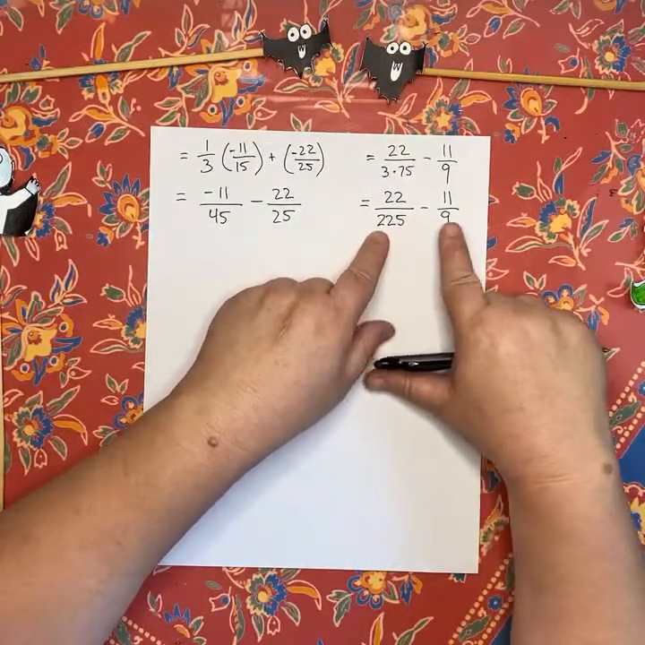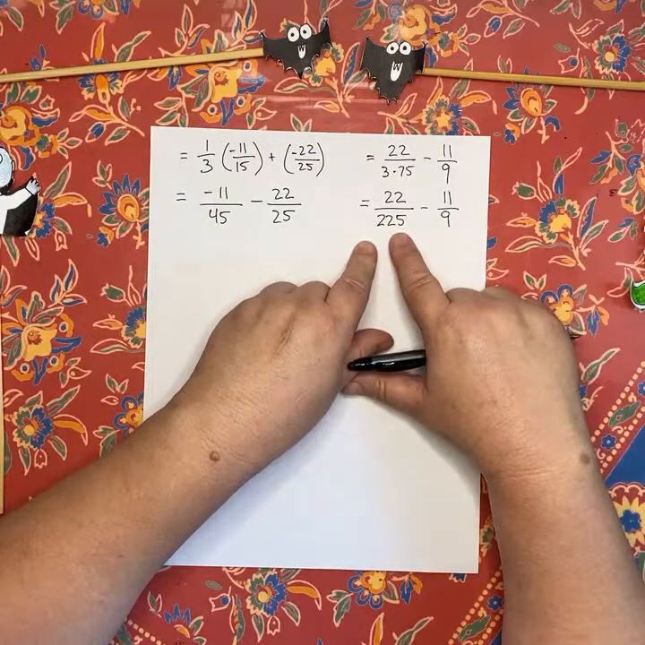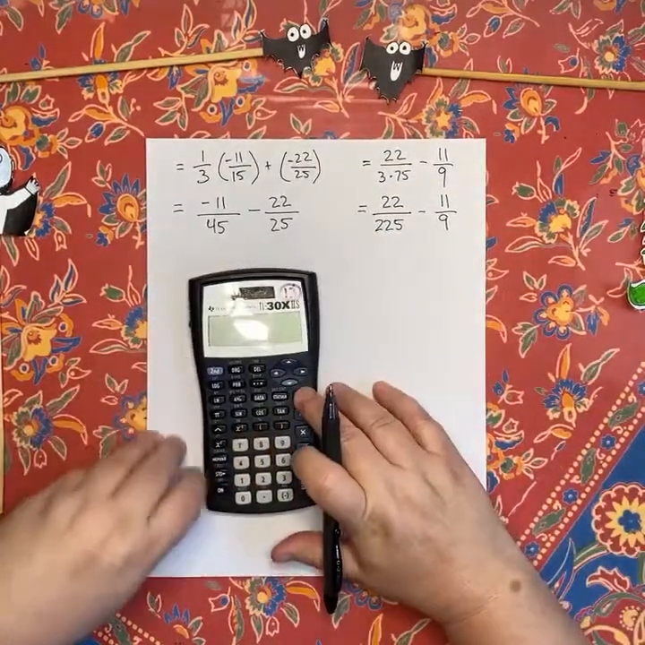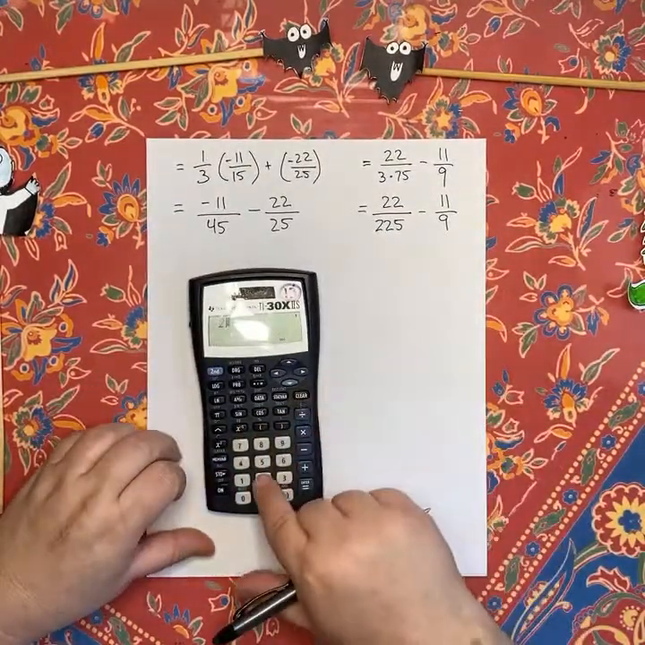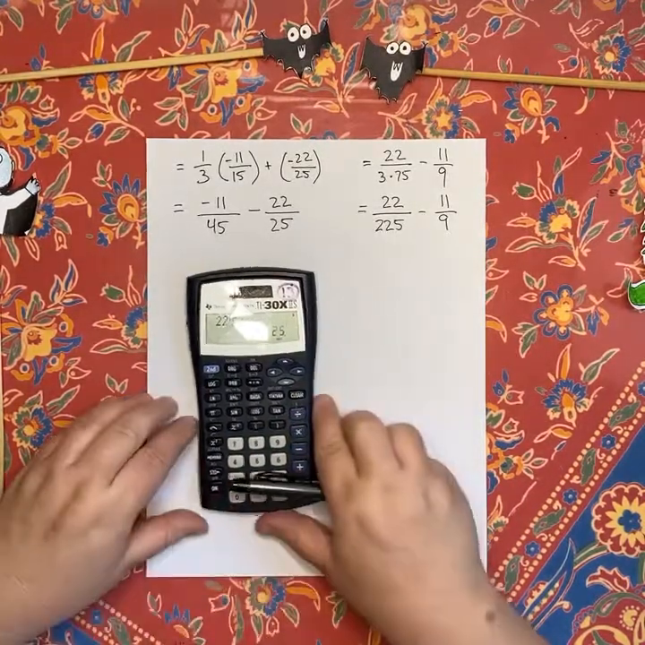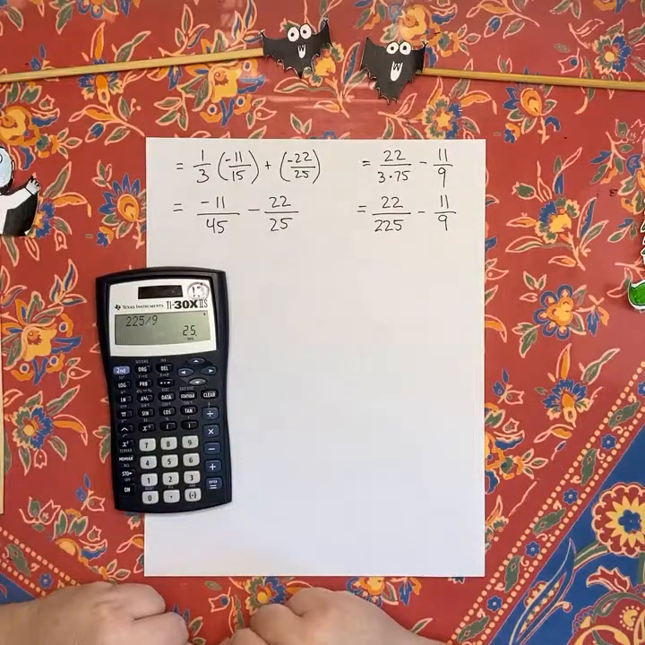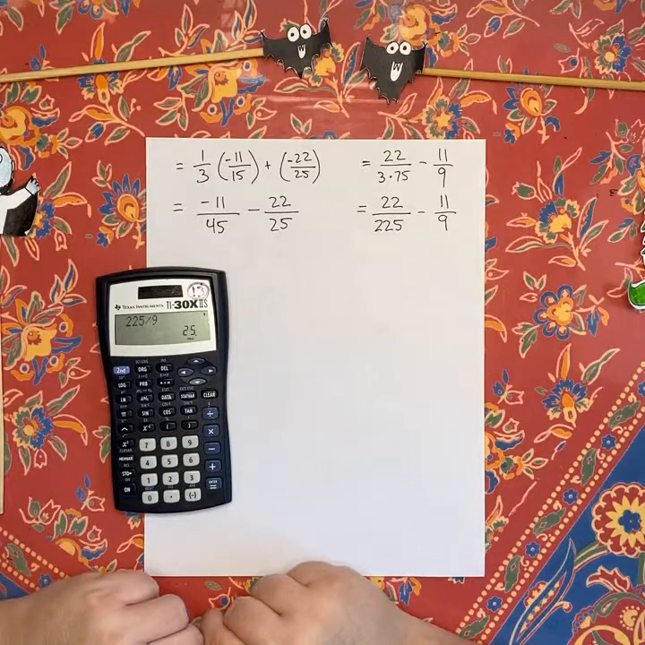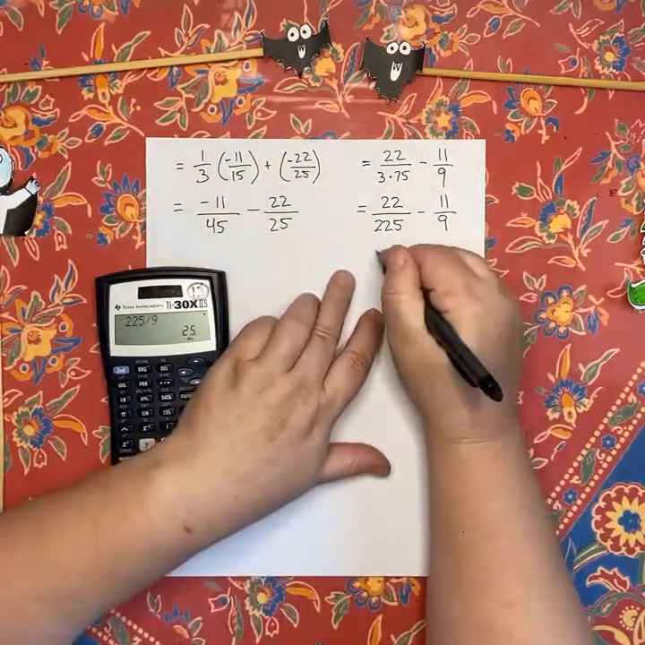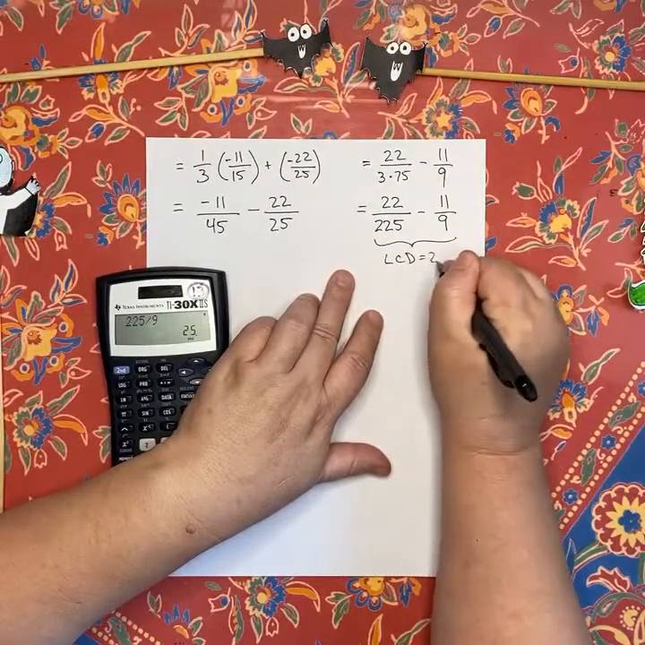But 225 is divisible by 9 and then goes into 225. So I happen to know, let's go ahead and, 225 divided by 9. Oh, sorry, you can't see that. 225 divided by 9 is 25, which is kind of cool. So here, my least common denominator is 225.